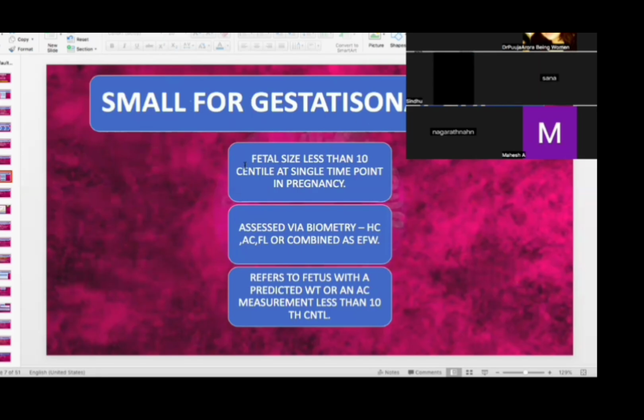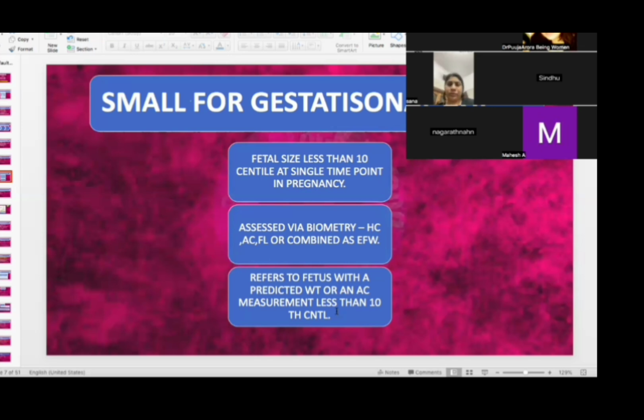Small for gestational age is when fetal size is less than 10 centile at any single point in pregnancy. And how is it assessed? By biometry: head circumference, abdominal circumference, femur length, or we can combine them as estimated fetal weight. Refer to a fetus with a predicted weight or an abdominal measurement less than 10 centile. So how do we do it? Either estimated fetal weight, which is predicted for that particular week, or abdominal circumference, which is predicted for that particular week, falling in less than 10 centile at any single point of the pregnancy. That is considered as small for gestational age.